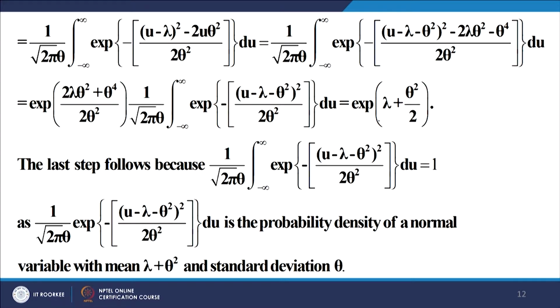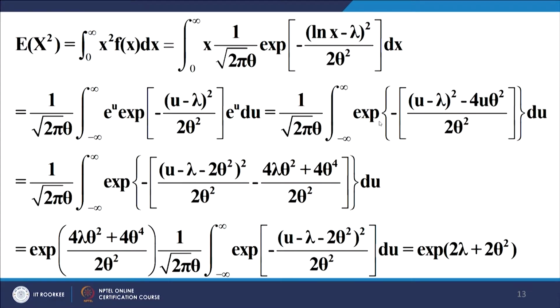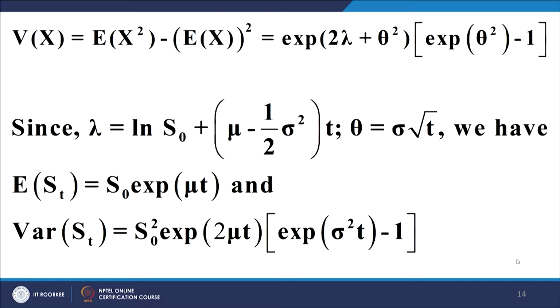Therefore, this goes, and what you are left with is exponential lambda plus theta square upon 2. So, the mean of a log normal distribution is given by exponential lambda plus theta square upon 2, where lambda and theta square are the parameters of log of x. And similarly, you can work out E of x square and you arrive at this expression, and using this expression you can obviously work out the variance also. So, this is the variance of a log normal distribution in terms of the parameters lambda and theta.